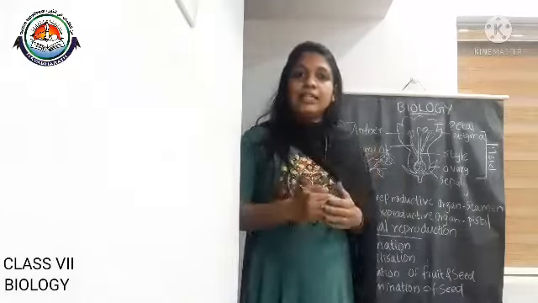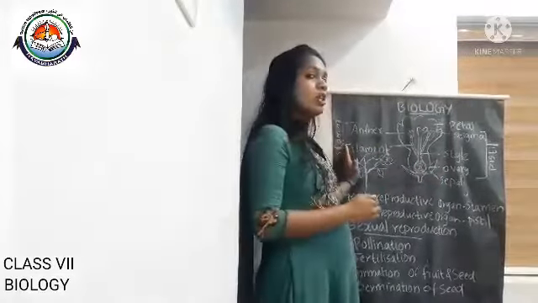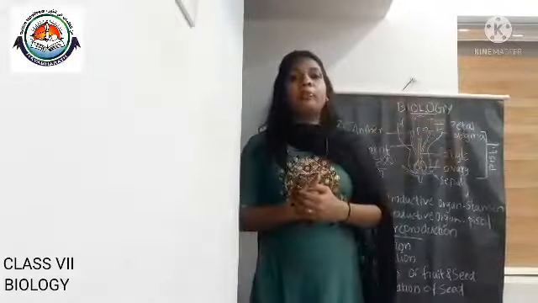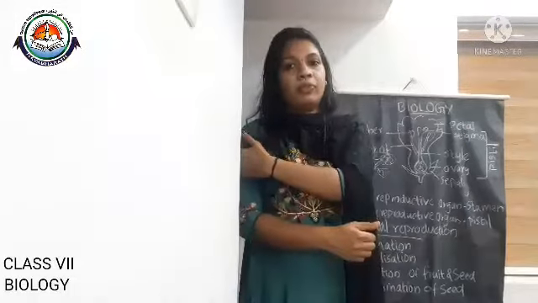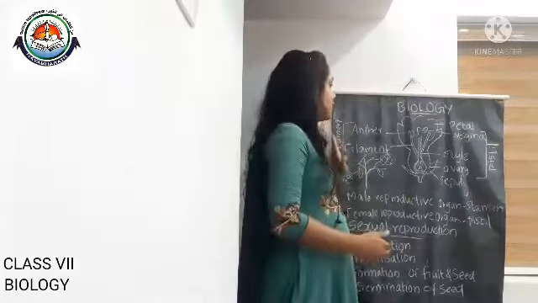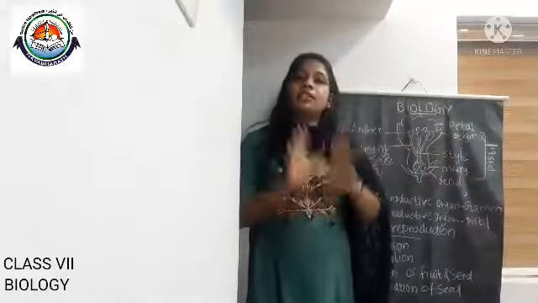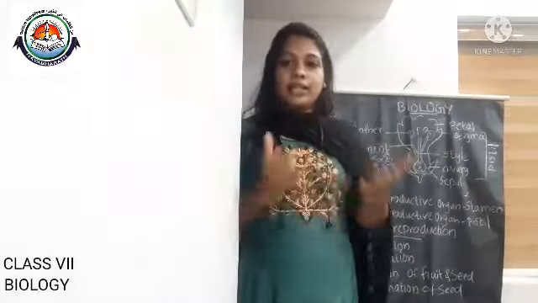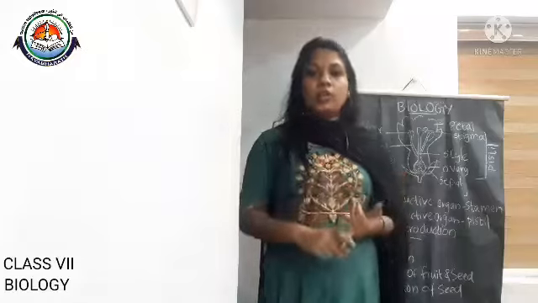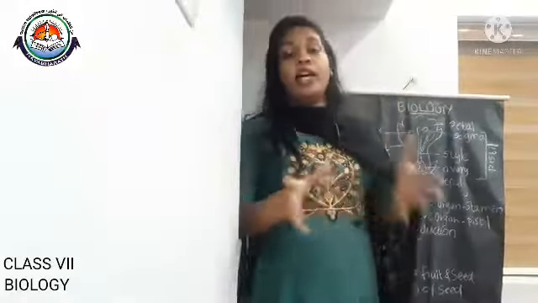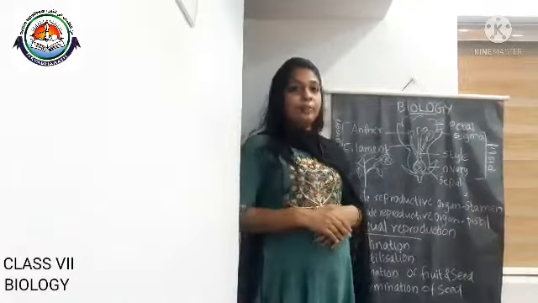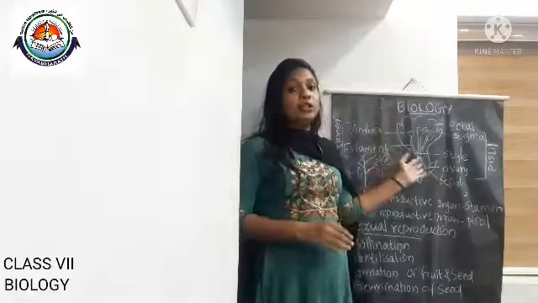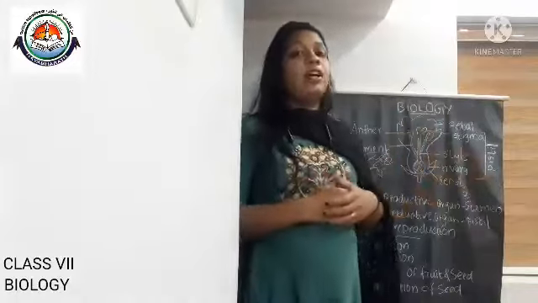So it contains both the male reproductive part and the female reproductive part within the same flower. It contains both stamen and pistil in the same flower. The examples are rose, China rose, then lily, petunia, etc. Clear? So this is about unisexual flower and bisexual flower.